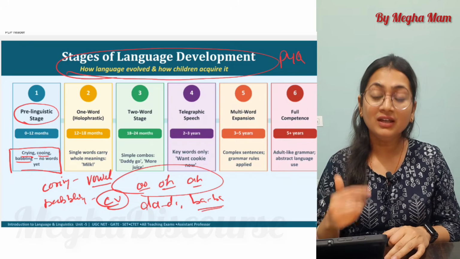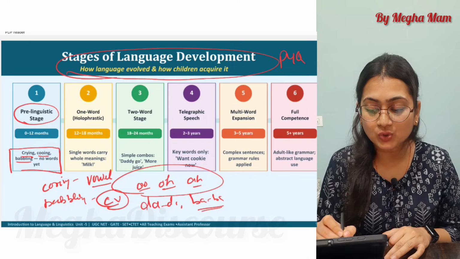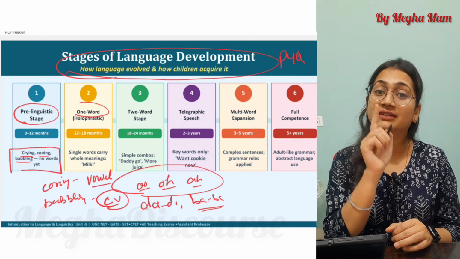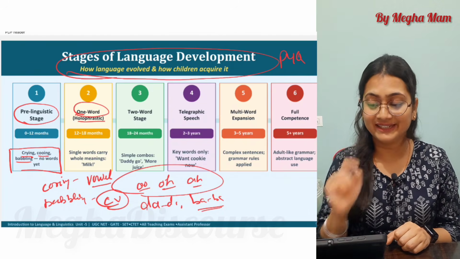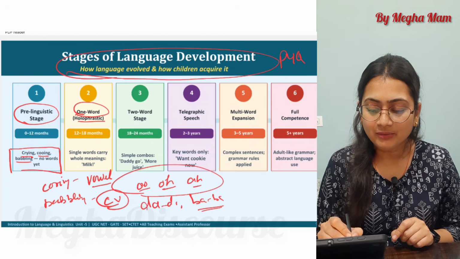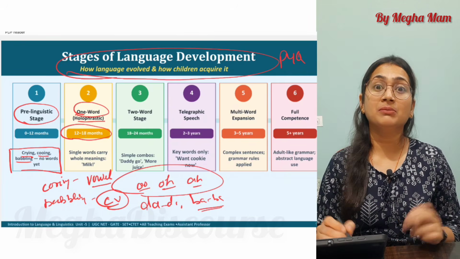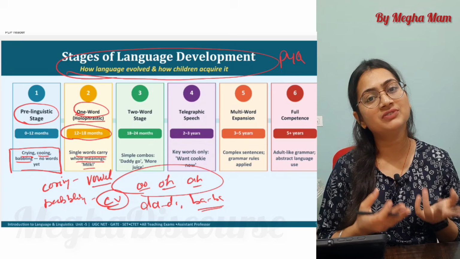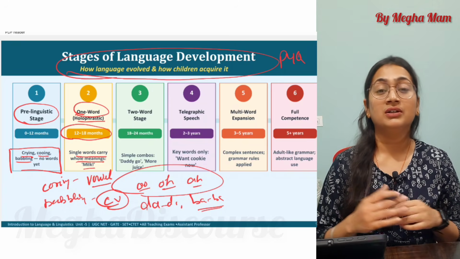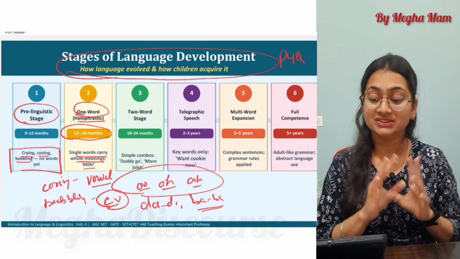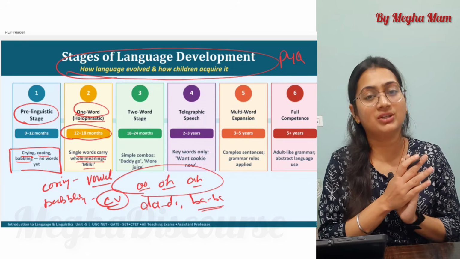Okay. The next stage we have is one word, and it is called the holophrastic stage, and it is your PYQ. I will tell you about this slide. 12 to 18 months. Okay, a single word carries the whole meaning, like mama. If the child is weeping, mama; laughing, mama; if he needs something, mama. So this is called the holophrastic phrase.